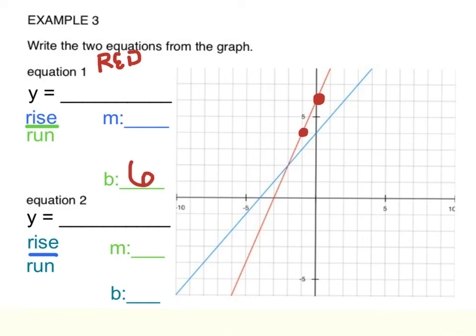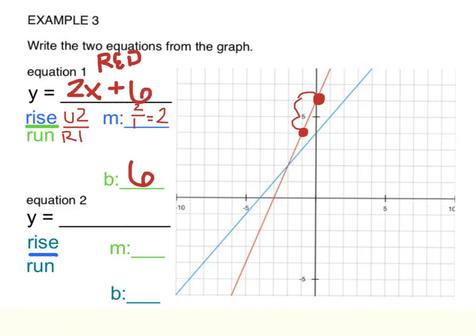So let's see how we are going to move. I'm going to go up 1, 2. So I went up 2, and then to the right 1. So up 2 is +2 over 1, which is the same thing as 2. So what would be the equation then? Well, if we put it in the proper form, y equals mx plus b, it is y equals 2x plus 6.